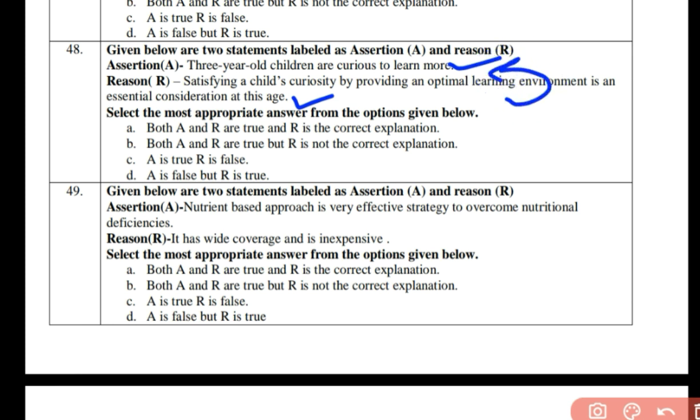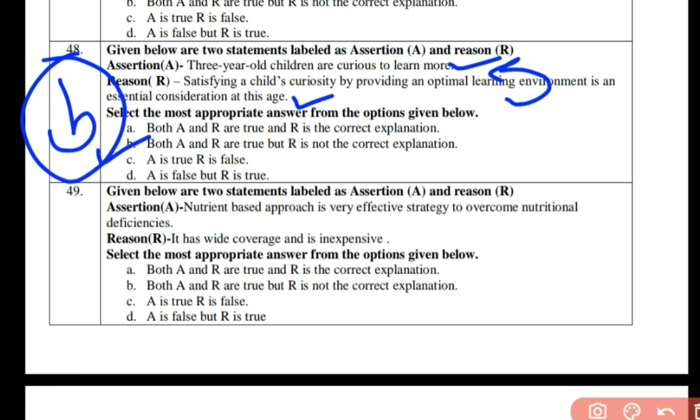No, this is the result of a child being curious, but it is not the reason for the child to be curious. So just remember, it is the result and not the reason. Whereas in the previous one, the reason for the National Plan of Action was to implement the Equal Remuneration Act. So here, what will be the right answer? Both A and R are true, but R is not the correct explanation for A. So B is the right answer.